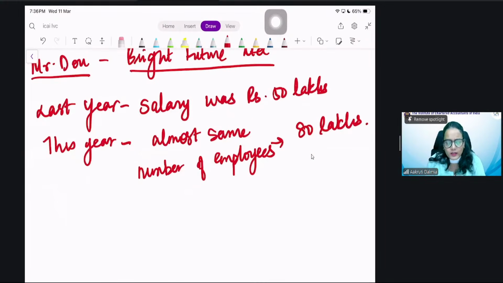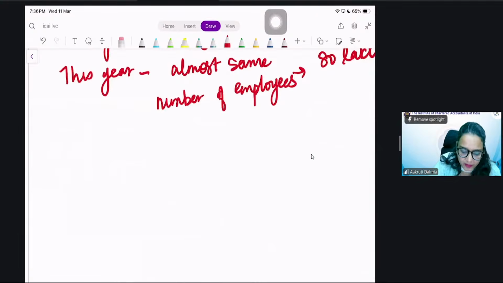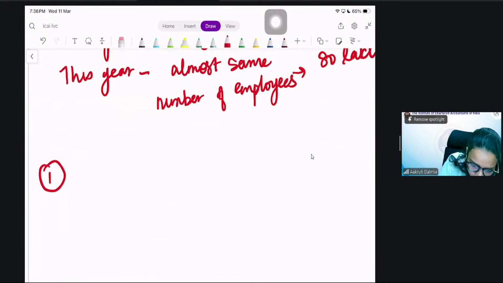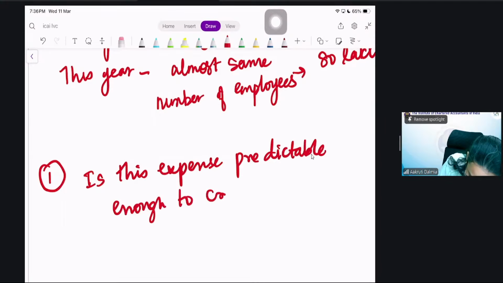So now Mr. Don is thinking, maybe this is normal or maybe something is wrong. Let me see and let me perform a substantive analytical procedure. So what are the factors they'll consider when they are taking this decision? So let's say the first thing. First question Mr. Don will ask: is this expense predictable enough to create a pattern for me to analyze?